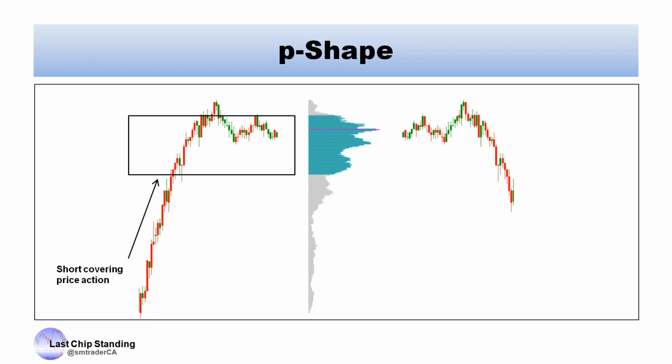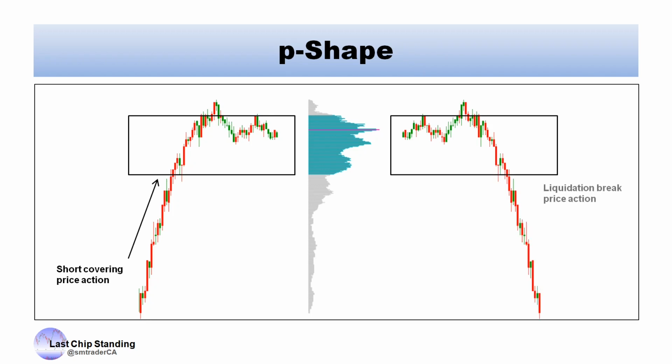The other possible price action that could also generate this P shape is a liquidation break. This happens when short-term buyers buy in, anticipating an upside breakout move. As time progresses and the price stalls, and there is a lack of new buyers to keep the price at the present level or to push it higher, the short-term traders become impatient and start to unload their long position. And this triggers a sell-off.